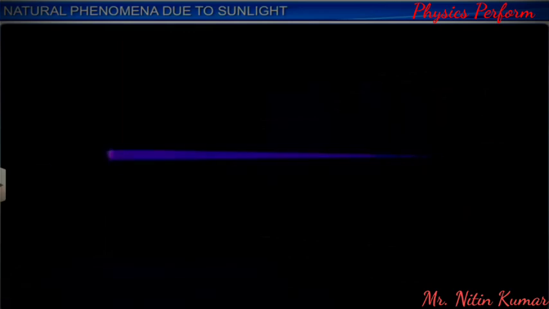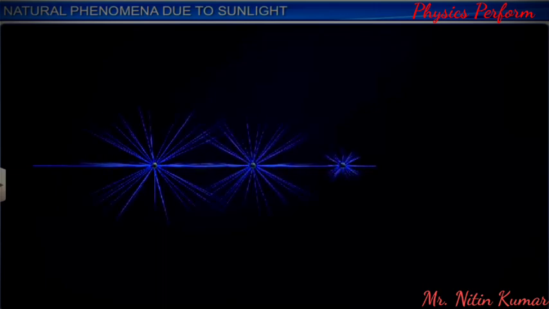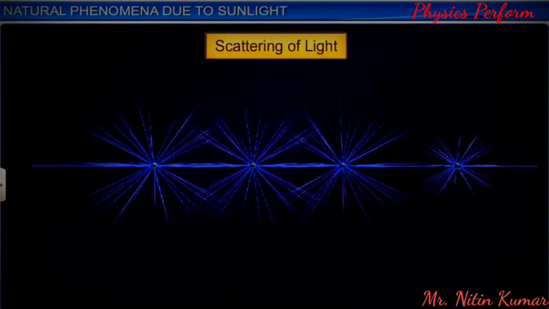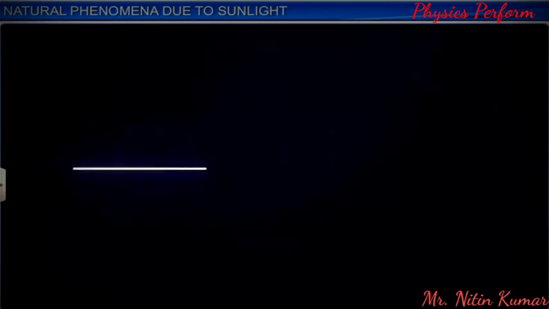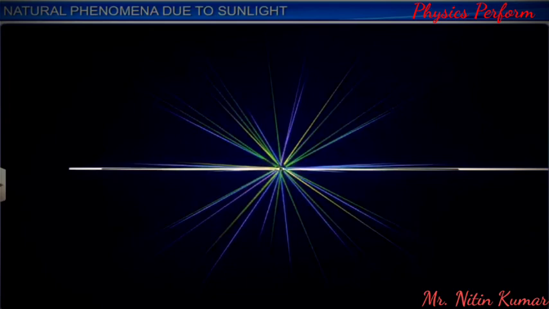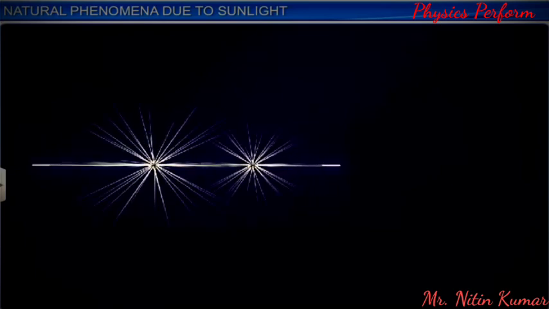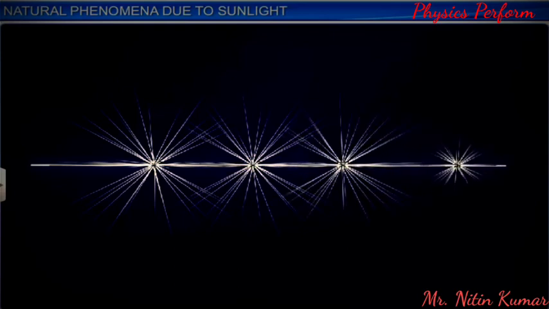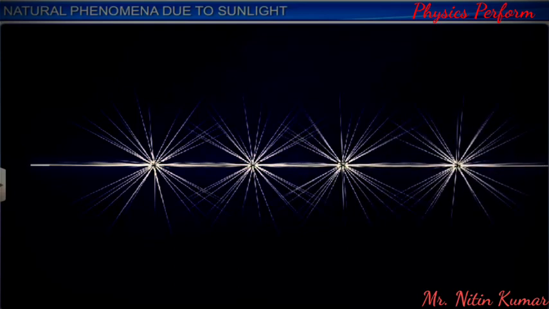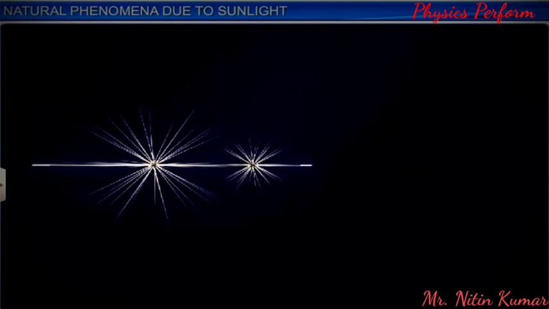The phenomenon in which a part of the light incident on a particle is redirected in different directions is called scattering of light. When sunlight is incident on a particle, the scattering effect depends on the size of the particle and the wavelength of the light. If the size of the particle is large as compared to the wavelength of the incident light, then the particle scatters light of all wavelengths equally. For example, if white light is incident on large particles, light of all wavelengths gets scattered equally in every direction.